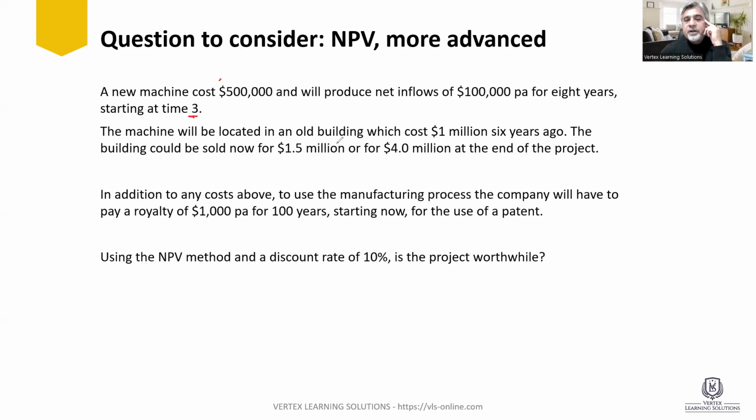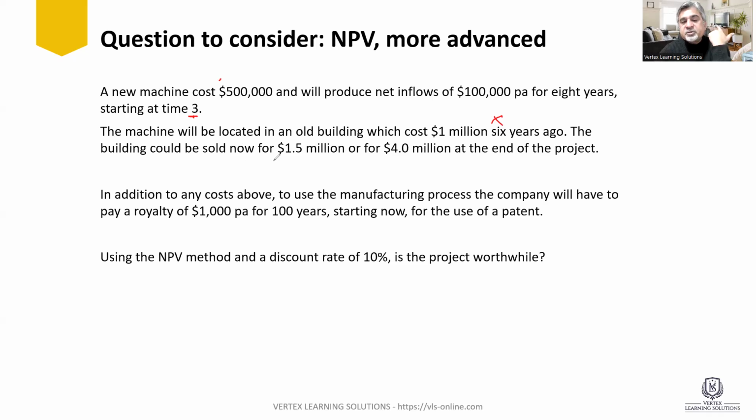The machine will be located in an old building, which cost $1 million 6 years ago. Now, here you have to consider the relevant cash flows. The machine will be located in an old building, which cost 1 million 6 years ago. Not interested, not relevant. It is an old number.